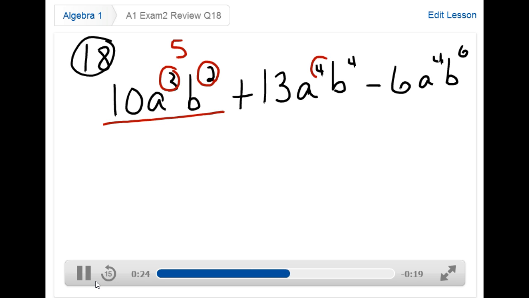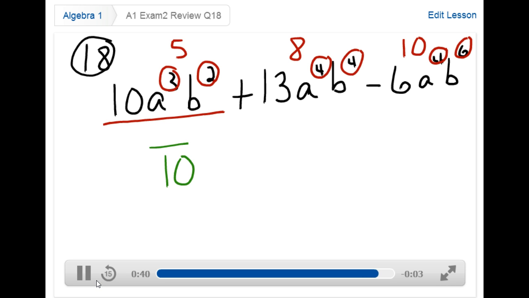The second term, we'll add the 4 plus 4. That gives us 8. And then the last term gives us 4 plus 6. That's 10. The highest number that you get is the degree of the polynomial. So in this case, our highest number was 10. And that's the degree of our polynomial.